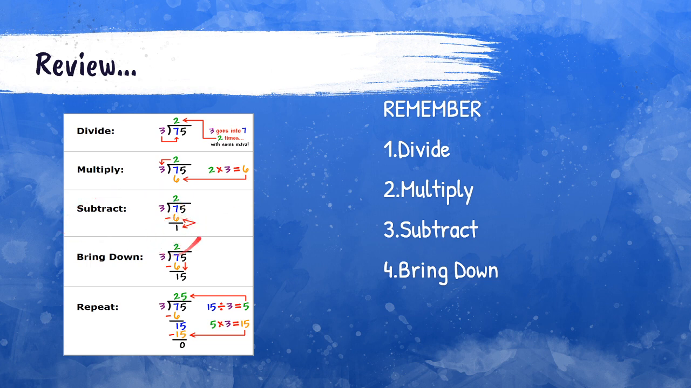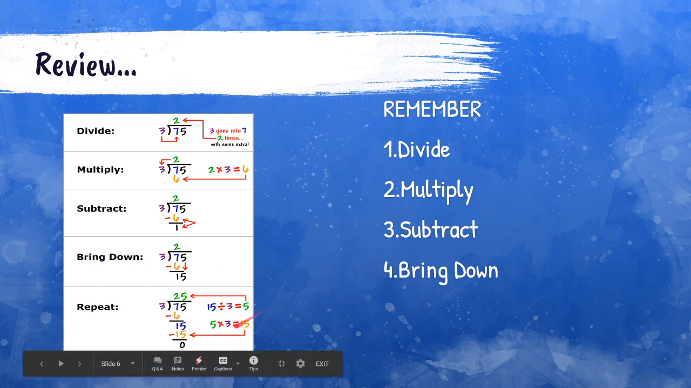They got a 1. Finally, they need to bring down. So they brought down the number, and they have a new number of 15, where they just need to repeat all these steps over again until they have 0, or until they can't bring down anymore, where you have a remainder in that case. So you can see in this problem, there was no remainder because they ended up with 0 in the end.